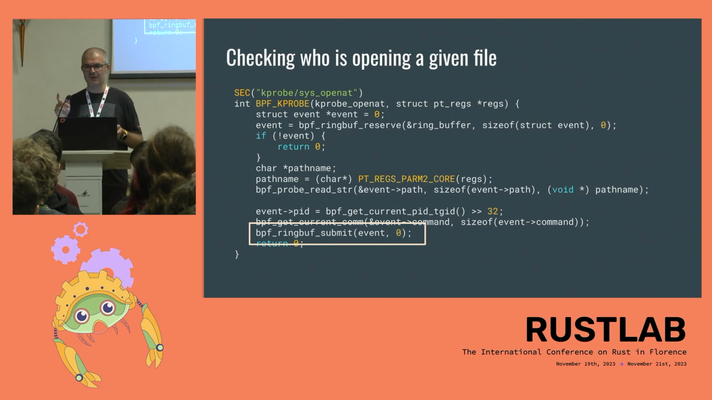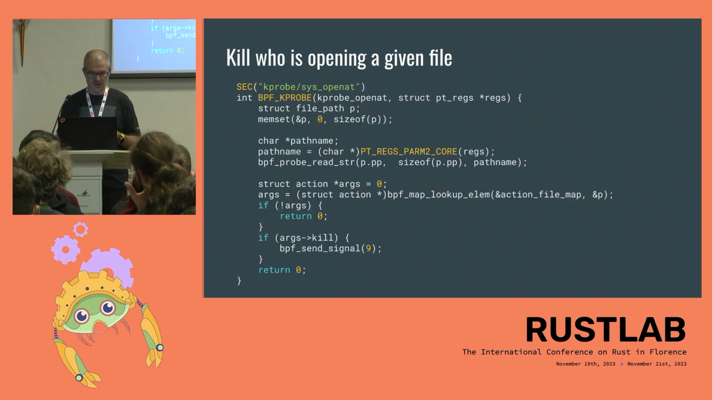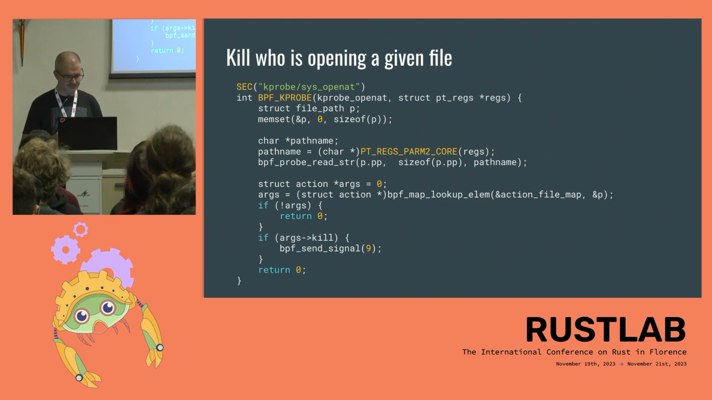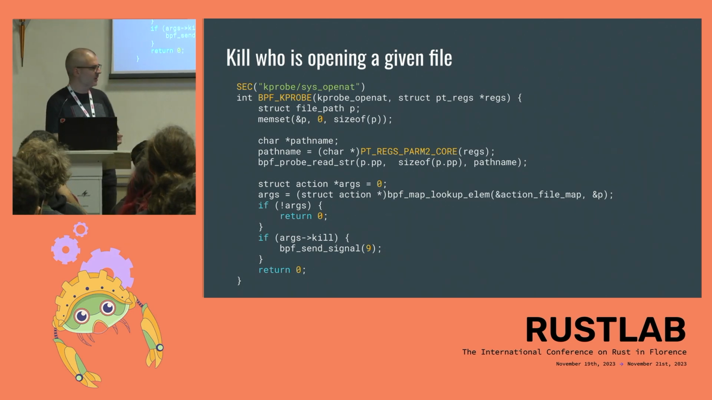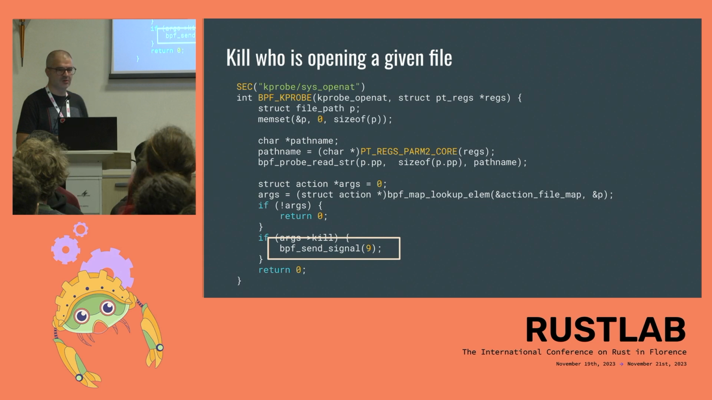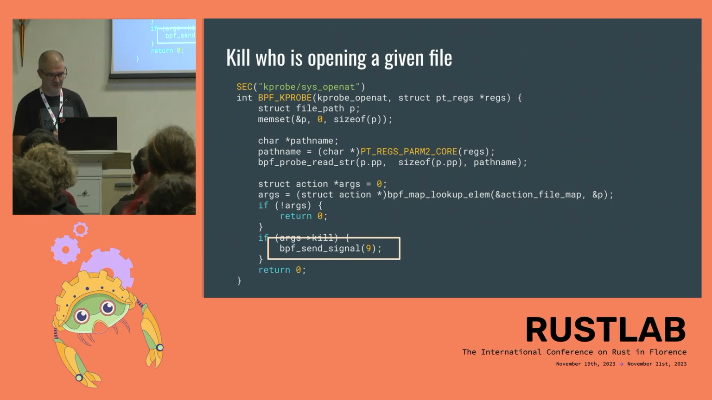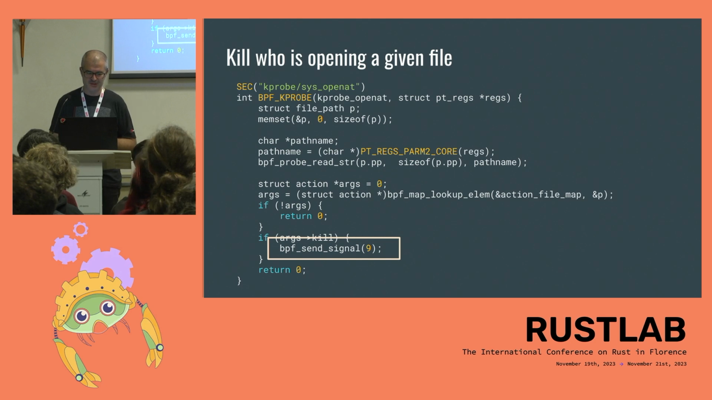We can do something even more interesting, which is killing whoever is opening a given file. Again, here we have a map that comes from the user space that tells us the action to take depending on the pathname. In this case, the key is the pathname. We look into the map and check the arguments. If the argument is kill, then we use this helper that sends a signal to the process. So we can have a blacklist of files, and if a program tries to open one, the kernel will automatically kill it. So it's a nice way to implement security in our system.